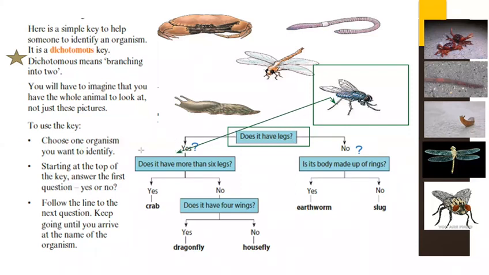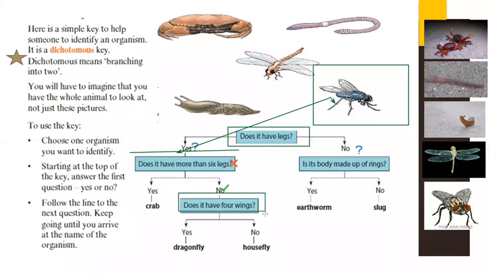Next question is, all right, you said that it has legs, but does it have more than 6 legs? Think about it. No, right? No, it doesn't have more than 6 legs. You just have here 1, 2, 3, 4. So I'm choosing this answer, no. I'll move to another question which is waiting for me down here.